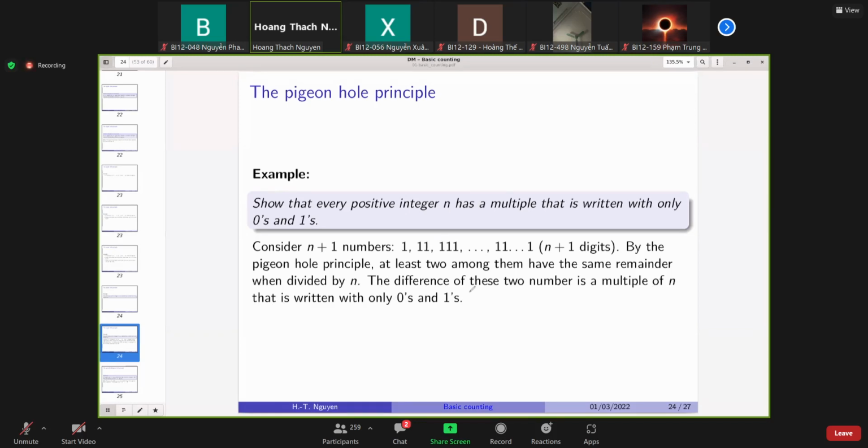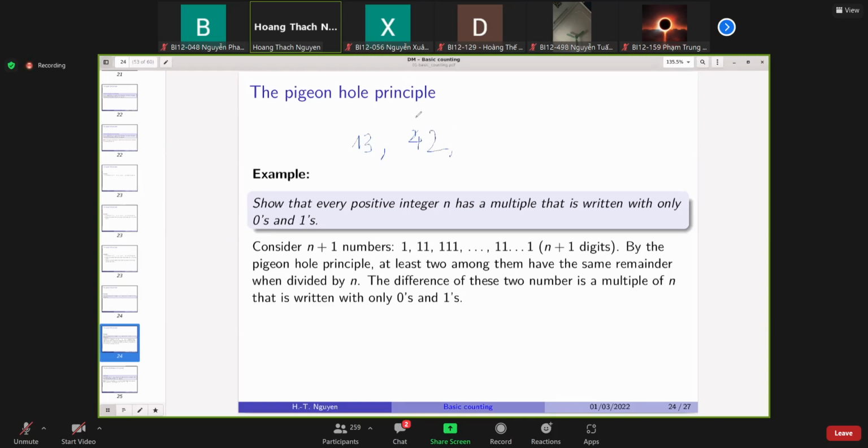So you can try at home. You can try to use this method to find a number written with only zeros and ones, which is divisible by, let's say, 13 or 42 and so on.